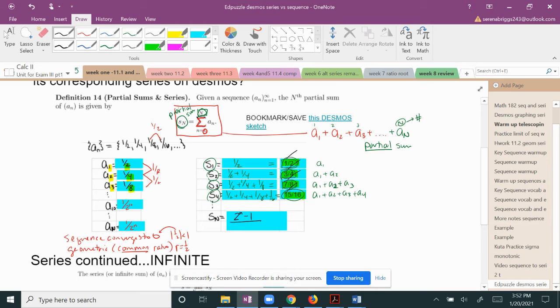2 to the 1 minus 1 is 1. 2 to the 2 minus 1 is 3. 2 to the 3 minus 1 is 7. 2 to the 4 minus 1 is 15, right? And in the bottom, I've just got 2 to the n. 2 to the 1, 2 to the 2, 2 to the 3, 2 to the 4. So that formula will work for my nth partial sum.